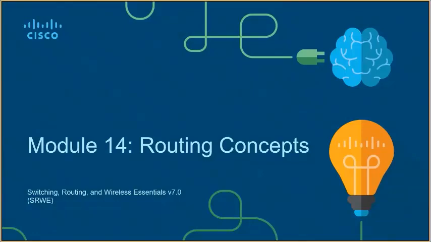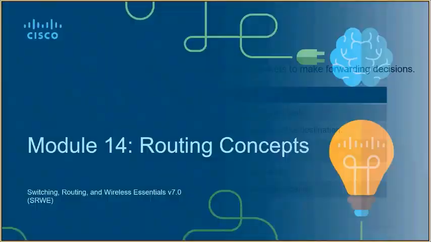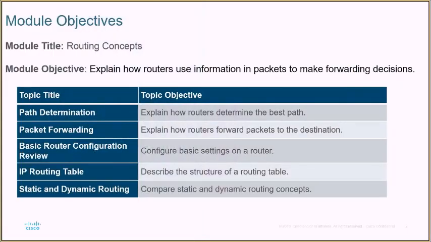Module 14, routing concepts. So it's basically explaining how routers use information in packets to make forwarding decisions. And so it's how routing works. We're going to look at path determination. So basically, how does a router pick the best path to get towards a destination? And then packet forwarding is explaining how routers forward packets to the destination.